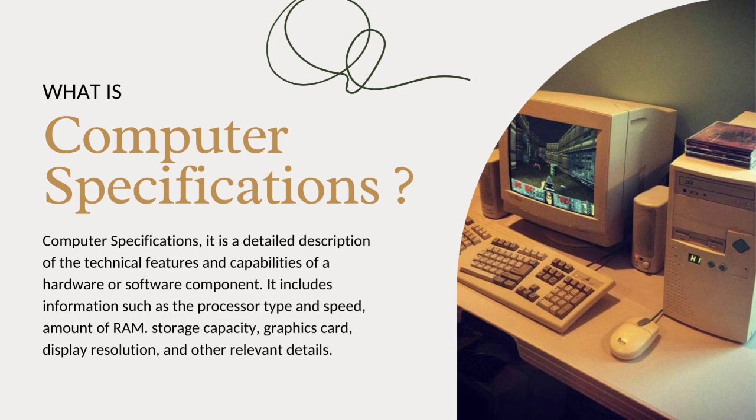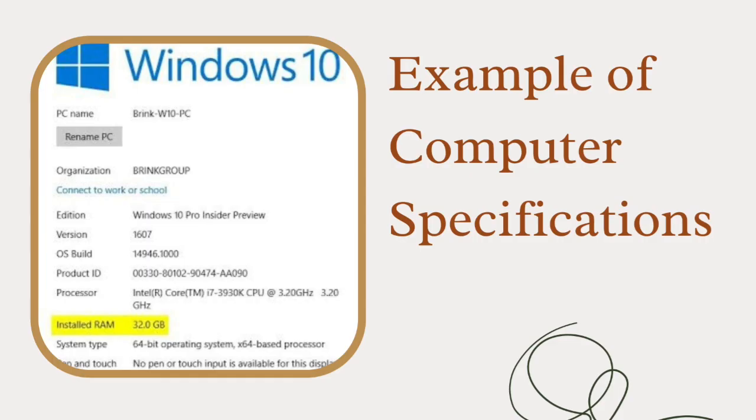In summary, specifications are essential in the computer industry as they provide a standardized way of describing the capabilities and features of computer components, which help users make informed decisions when purchasing or using computer hardware and software. This is an example of a computer specification where it shows the processor, installed RAM, system type, and more details.